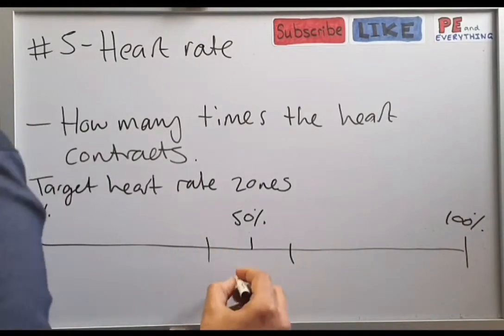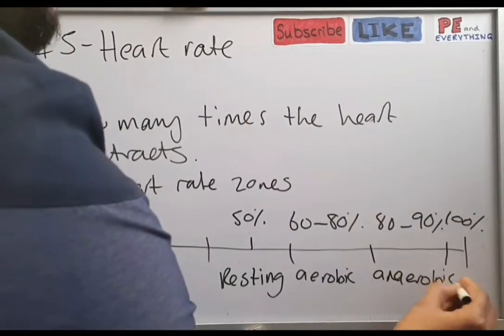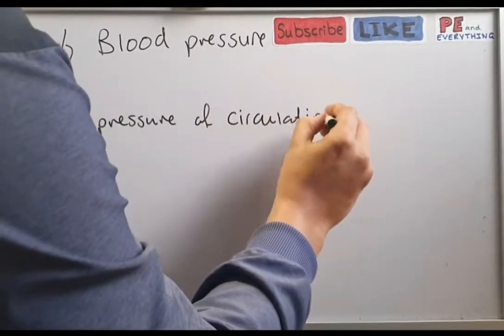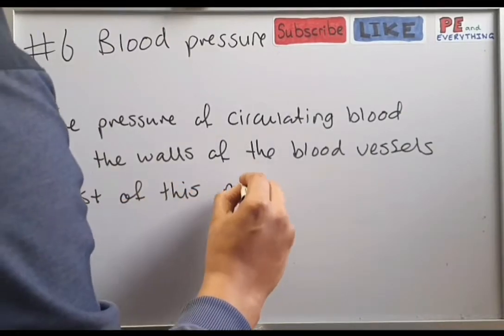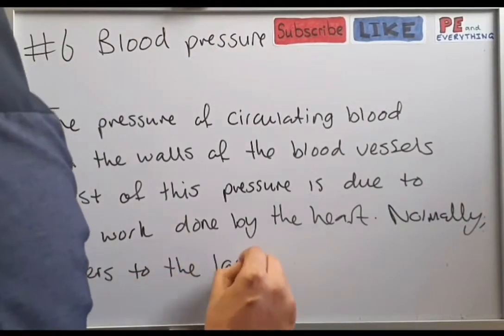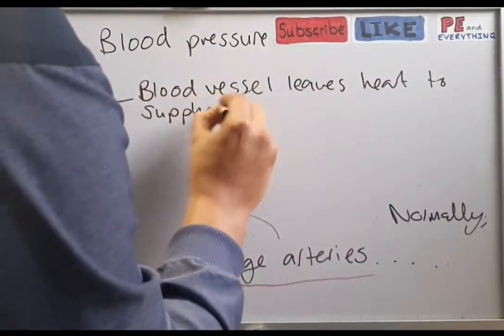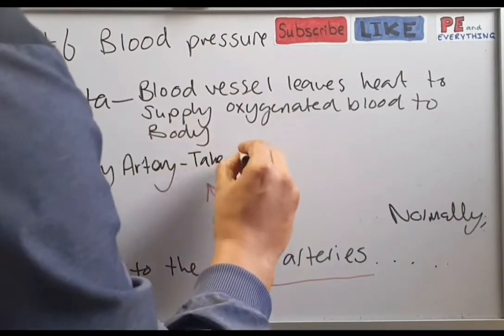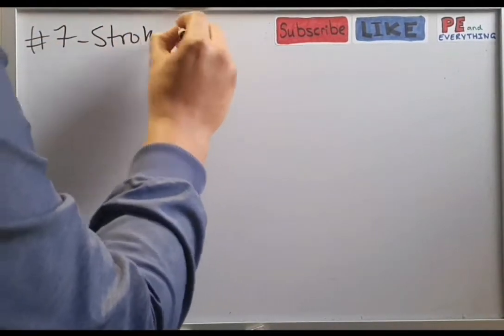Now here I've drawn a target heart rate zone. So between 40 to 60% would be resting heart rate, 60 to 80% would be aerobic, and 80 to 90% would be anaerobic. Moving on to blood pressure. This is how strongly the blood presses against the walls of the blood vessels. This normally refers to the large arteries, and these are the aorta, the blood vessel that leaves the heart to supply oxygenated blood to the rest of the body and the working muscles, and then you have the pulmonary artery, which takes deoxygenated blood away from the heart towards the lungs.